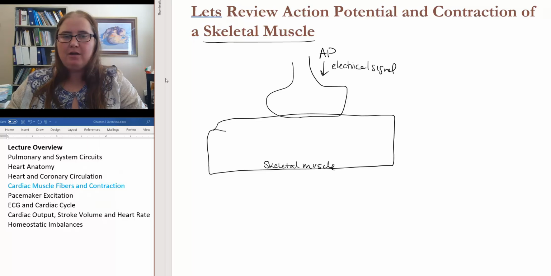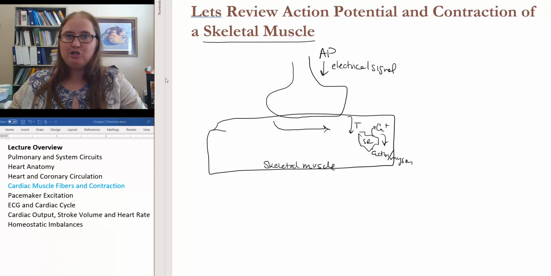Okay, it comes down. We have an end plate potential that causes our action potential to propagate down our sarcolemma, right? It goes down our T-tubule, right? It gets our sarcoplasmic reticulum to release calcium, and this then targets our actin and myosin, and we get a cross-bridge cycle. Oh my gosh, so exciting, right? Okay, hopefully you guys remember those events.